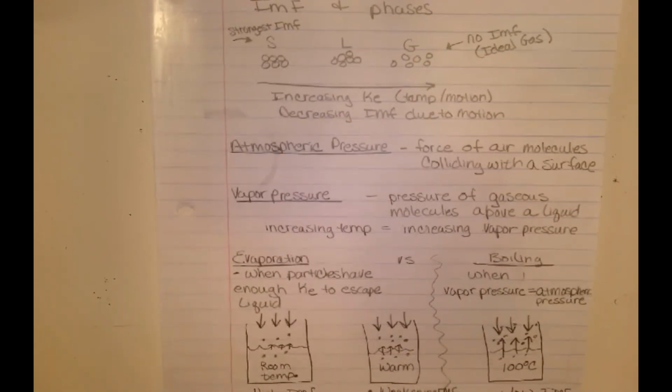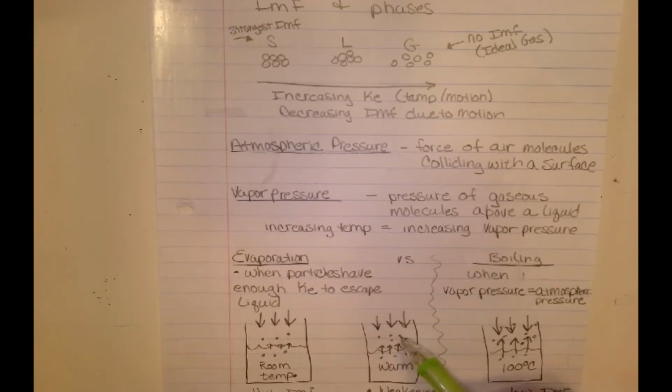So what happens here? Well, when it's cold, I have very high intermolecular forces holding that water together. I have a low kinetic energy, which means I have a low vapor pressure. Okay, as I warm it up, I start weakening those intermolecular forces because I'm increasing my kinetic energy or motion. Remember, kinetic energy is temperature, which means I'm getting more particles above the water. So I'm increasing my vapor pressure. Vapor pressure is the amount of molecules above a liquid.